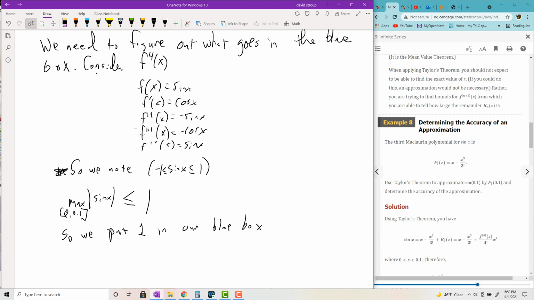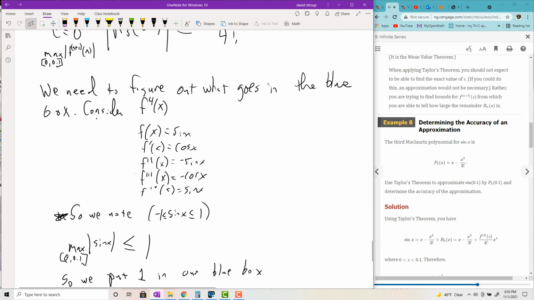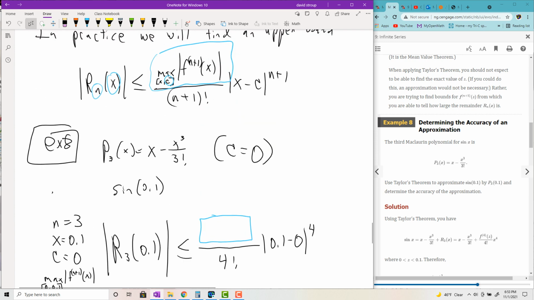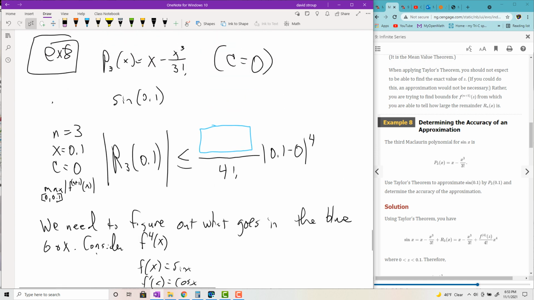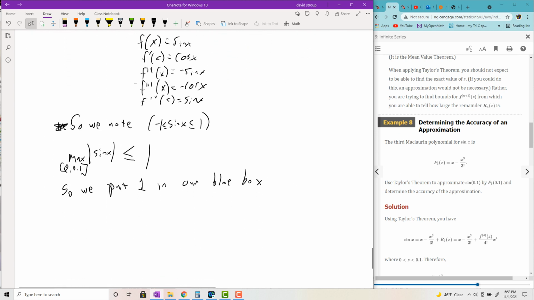You could get better, but then you would have to figure out what sine of 0.1 was, and we don't know what that is. That was the whole point: we're using a polynomial to figure that out. So, putting 1 in that blue box, what are our special values? N is equal to 3, C was 0, X was 0.1, and now the max of the absolute value of this n plus first derivative, we're going to bound above by 1.